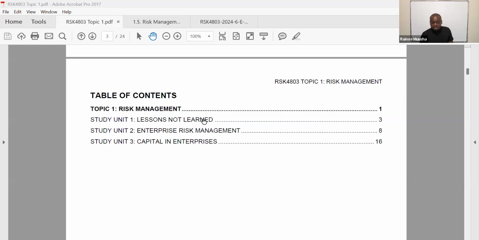Study unit 1 looks at lessons not learned, and when you look at the lessons not learned, you see that we are given historical case studies where risk management failed. So you need to go through those case studies so that you can see exactly when we can say risk management has failed. How do we identify that risk management failed in that case?